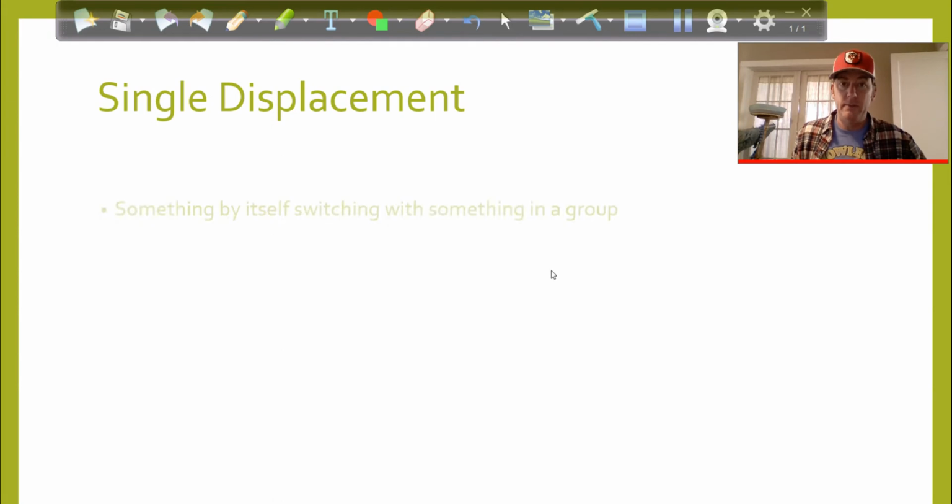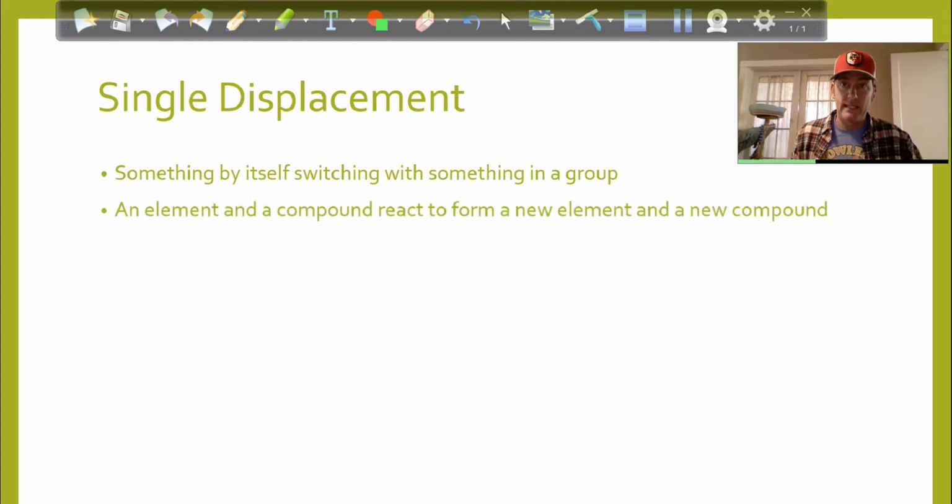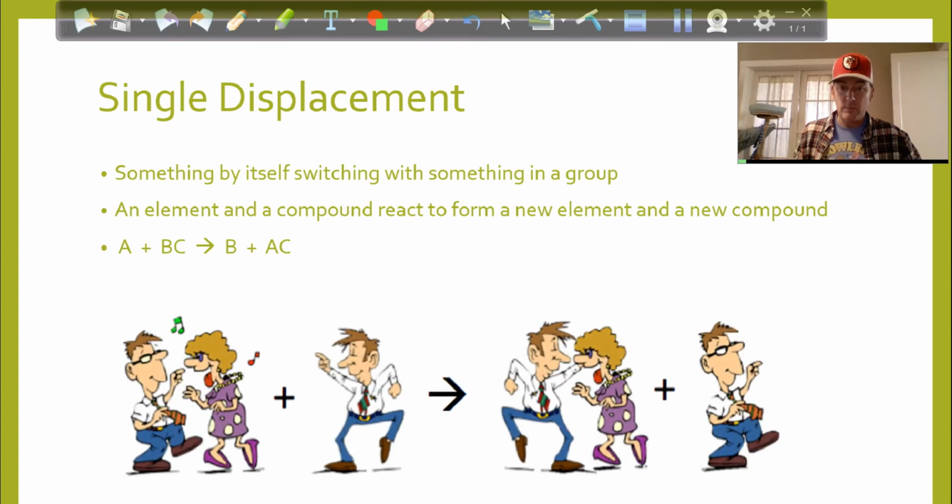Single displacement, we have an element and a compound. And so there's one part that switches part of the group out. So as we think of our reactants are an element and a compound. And so we have somebody by themselves, A plus BC. BC is our compound. And then A switches out. A and B are both like metals in this case, and then one replaces the other in the compound.